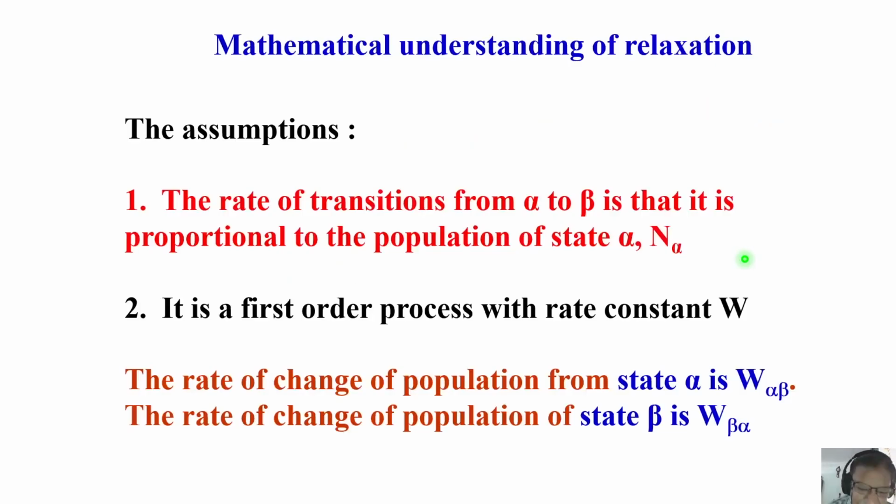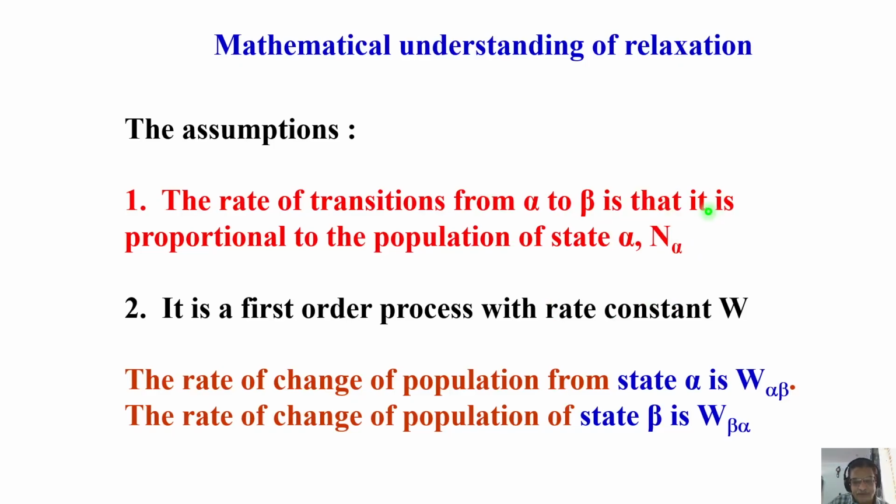Now, let us try to do simple mathematics. Not great mathematics, we don't need to worry too much. We'll go very simple with what you know. We'll make two basic assumptions. One, the rate of transition from alpha to beta is proportional to the population of the alpha state. The rate of transition W alpha beta we say is proportional to the number of spins in this alpha state. The number of spins is n. So W alpha beta we say is proportional to n alpha.